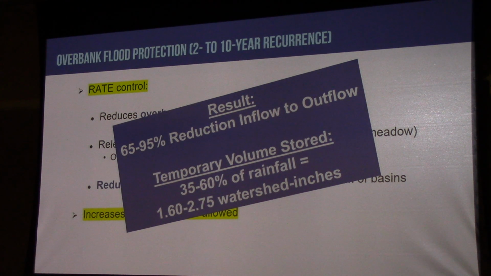And to achieve that, you don't have to reduce their flow rate as much as you did for channel protection volume. It depends on, again, the watershed characteristics, but you're usually running somewhere between 65 and 95% flow reduction. Most of it's probably in that 65 to 75% range. And you're having to store a lot less of the runoff to accomplish that. You're talking about 35 to 60%.